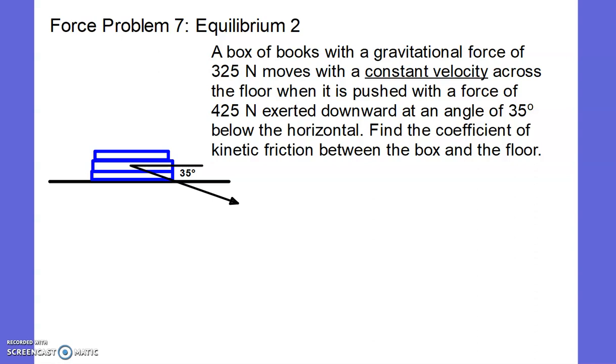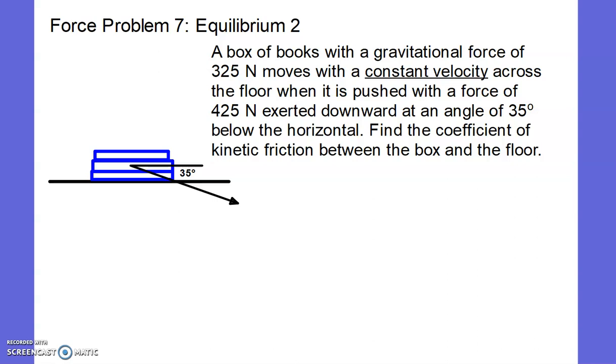In this problem, we have a box of books with a gravitational force of 325 newtons. It moves with a constant velocity across the floor when it is pushed with a force of 425 newtons, exerted downward at an angle of 35 degrees below the horizontal. We want to find the coefficient of kinetic friction between the box and the floor.